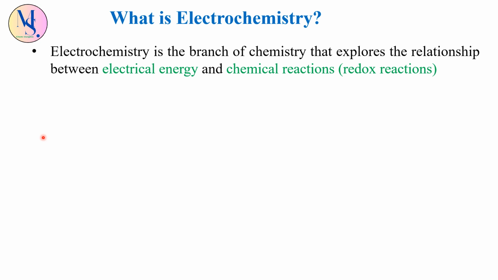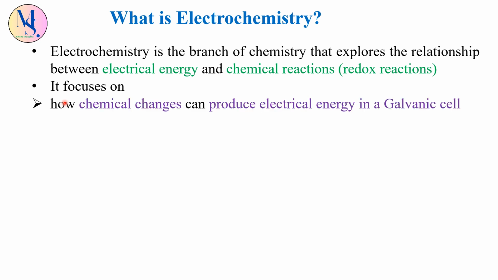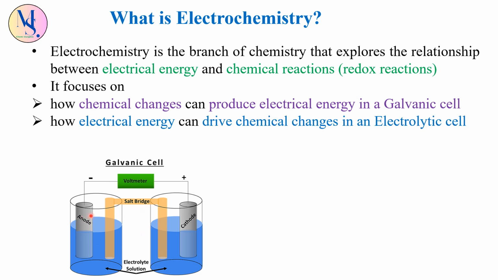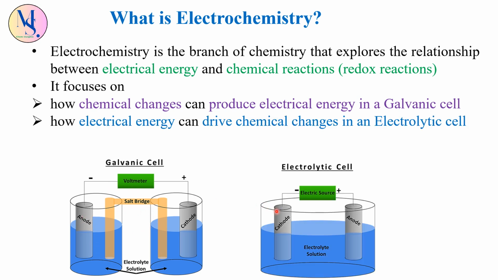Electrochemistry is a branch of chemistry that deals with the relationship between electrical energy and chemical reactions, which are particularly redox reactions and occur in the electrochemical cells. Electrochemistry basically focuses on how chemical changes can produce electrical energy inside a galvanic cell and how electrical energy can drive a chemical change in an electrolytic cell.